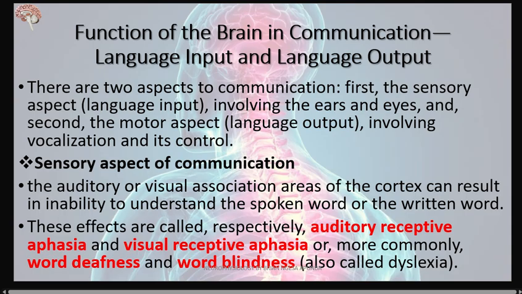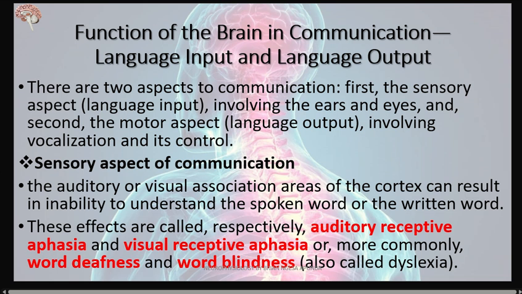The sensory aspect of communication. By now, we've suggested that this could be as a result of visual or auditory areas within the cerebral cortex. The auditory or the visual association areas of the cortex can result in the inability to understand the spoken or written word. This is especially if we are having a disorder in that particular area. So in those circumstances, we'll be having the specific description in terms of words to suggest that we are having inadequacy in both auditory and visual.